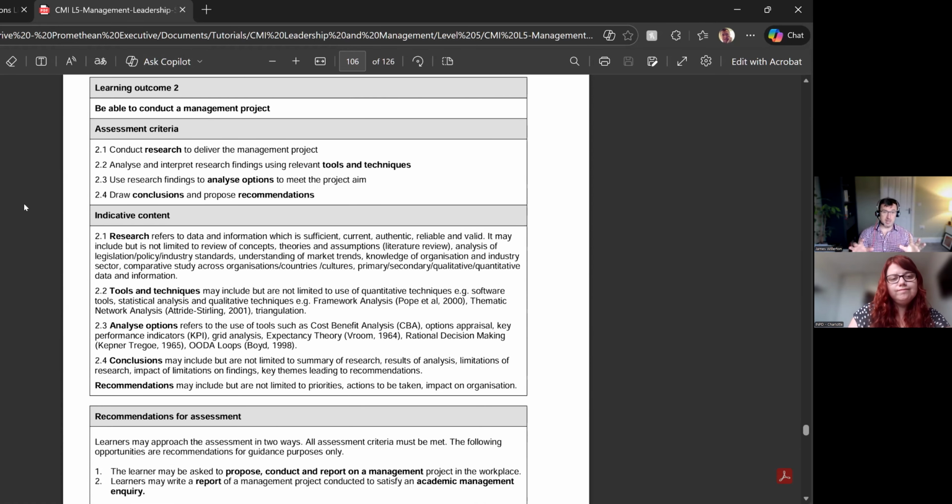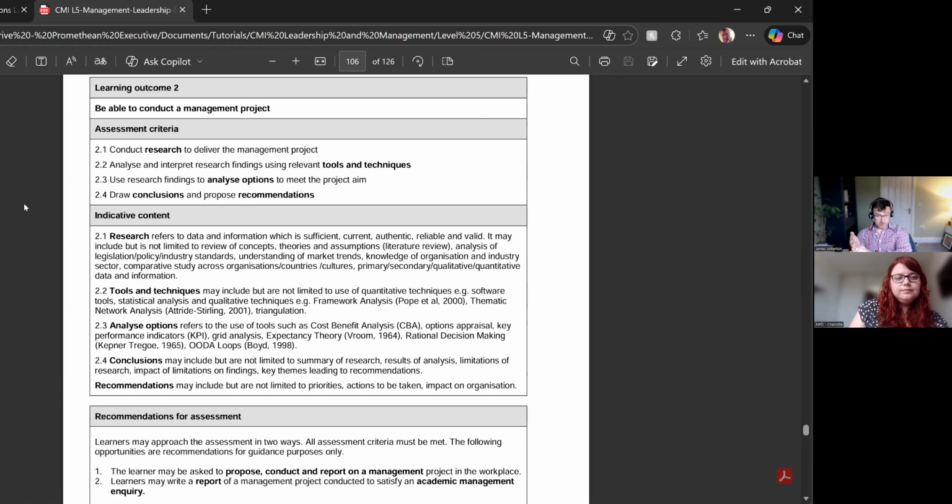Once you have all that, we're going to move on to learning outcome 2. This is the actual conducting of your real management project now. I think the important thing is you might want to just make it easy by just doing a basic report. This is your overall piece of work. But within that, it's important to make sure you've absolutely hit all the 4 different assessment criteria within that report.